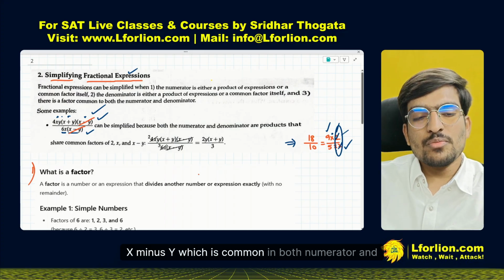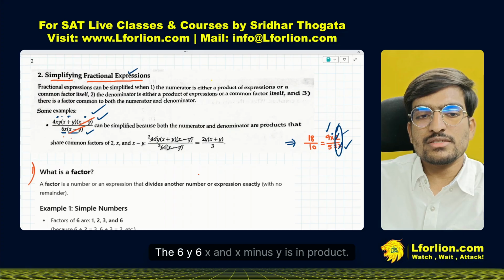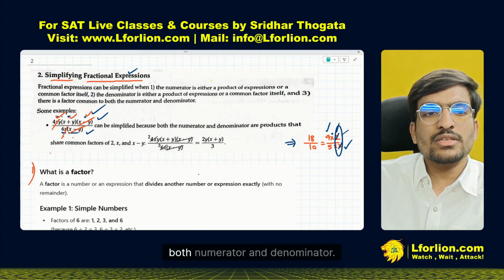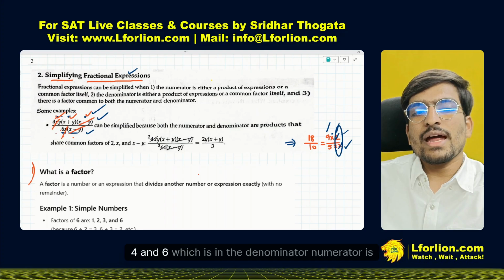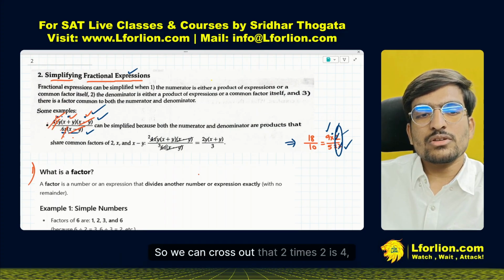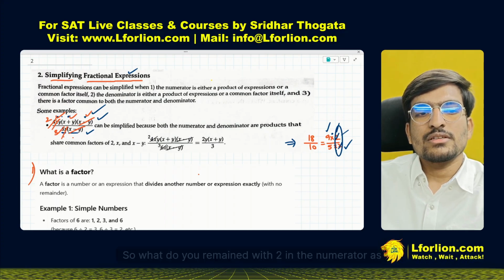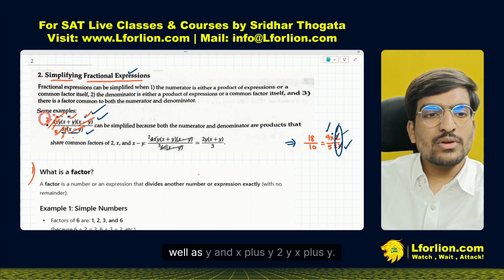x minus y, which is common in both numerator and denominator, and you can see all of them are in product. This 6x and x minus y is in product, and these three terms are in product. And you can cross out this x which is common in both numerator and denominator, and 4 and 6. The numerator is 4, the denominator is 6. So we can cross out that 2 times 2 is 4, 2 times 3 is 6. So what you remain with is 2 in the numerator as well as y and x plus y.